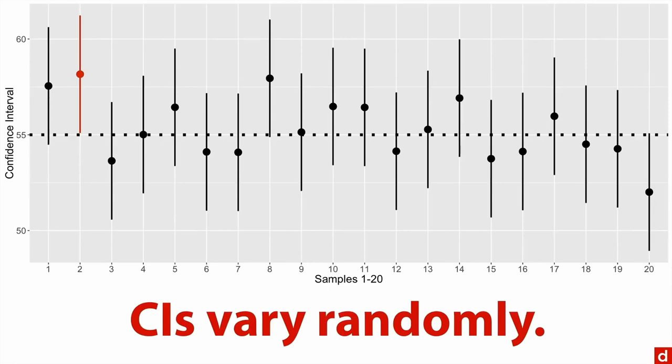Now, it's not always just one out of 20. I actually had to run the simulation about eight times because it gave me either zero or three or one or two. And I had to run it until I got exactly what I was looking for here. But this is what you would expect on average.